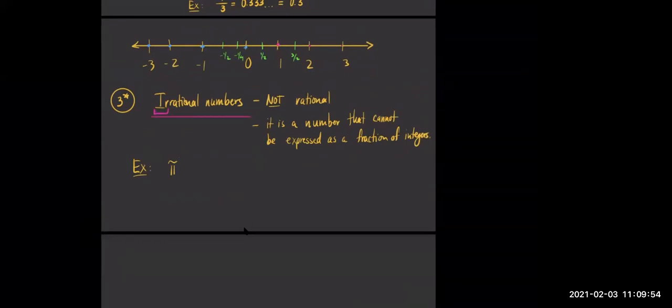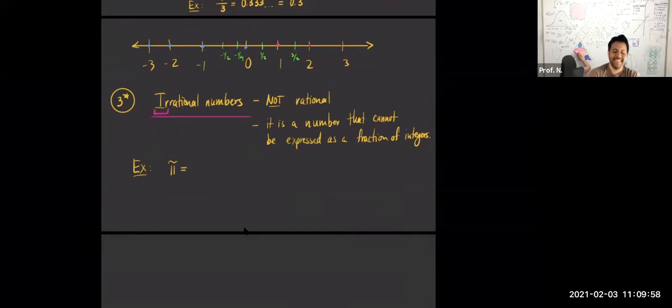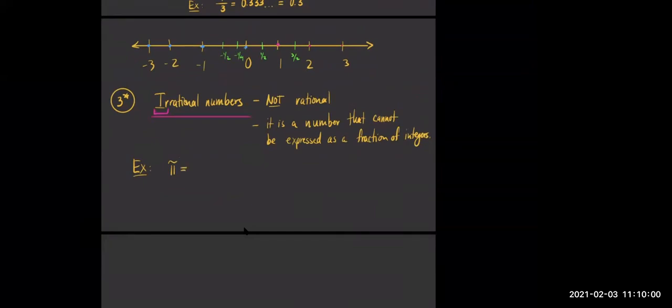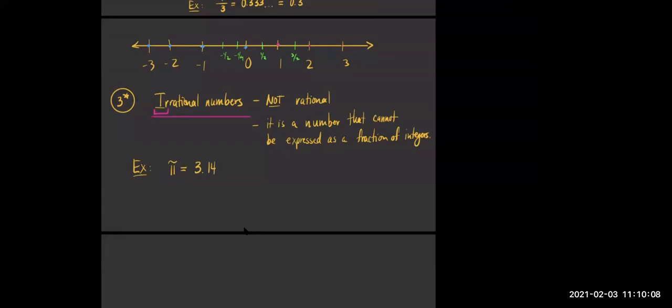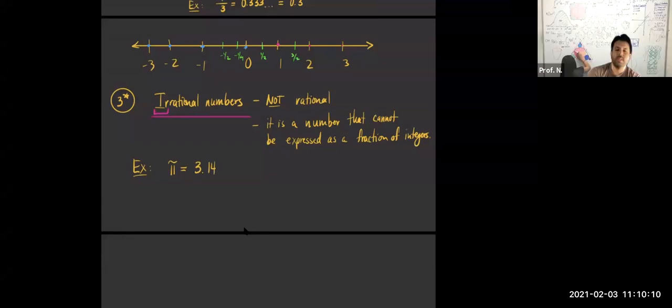Pi is a very nice number. It's beautiful. It's 3 point what? Do you know it? 3.14? Yeah, that's all I know. Does anyone else know anything else?